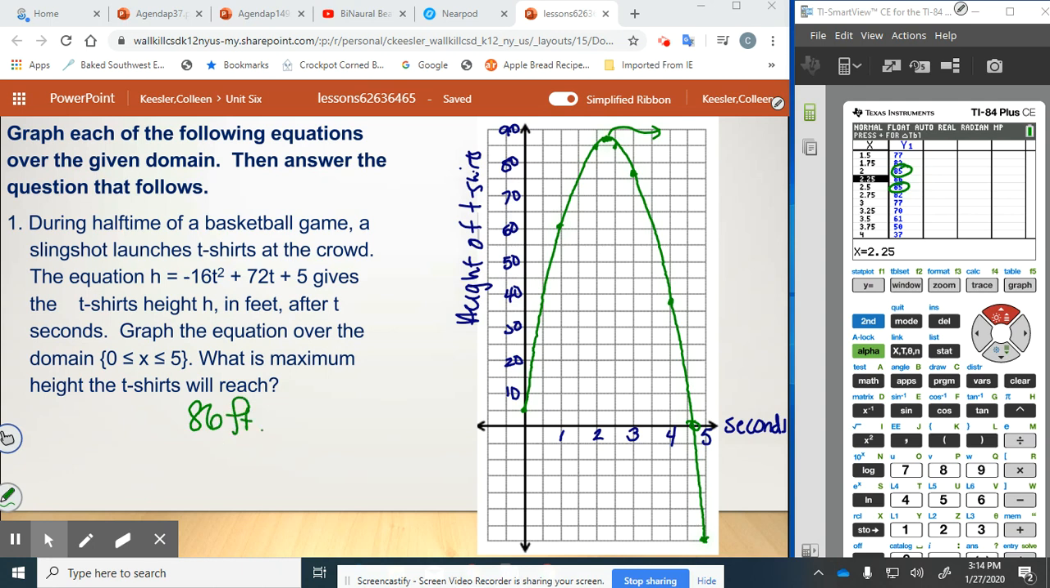So again, you can't make it up. You have to actually find the vertex to find the correct answer. And sometimes they say, well, how many seconds have passed? So for it to reach its maximum height, it had to travel for 2.25 seconds to get to 86 feet.